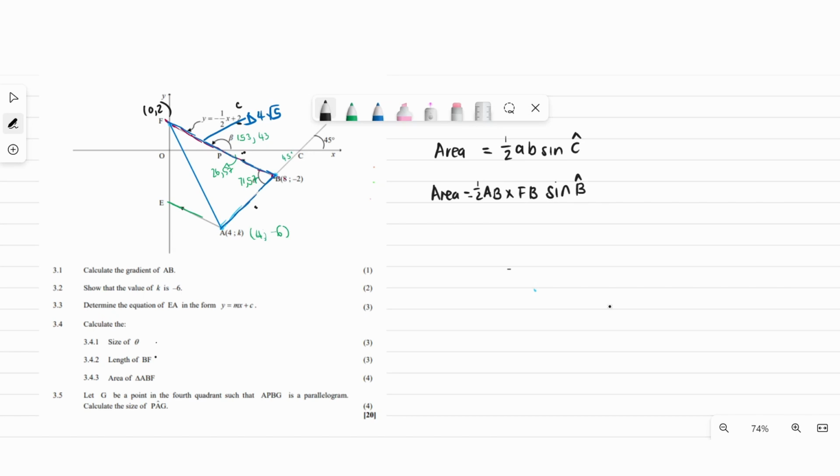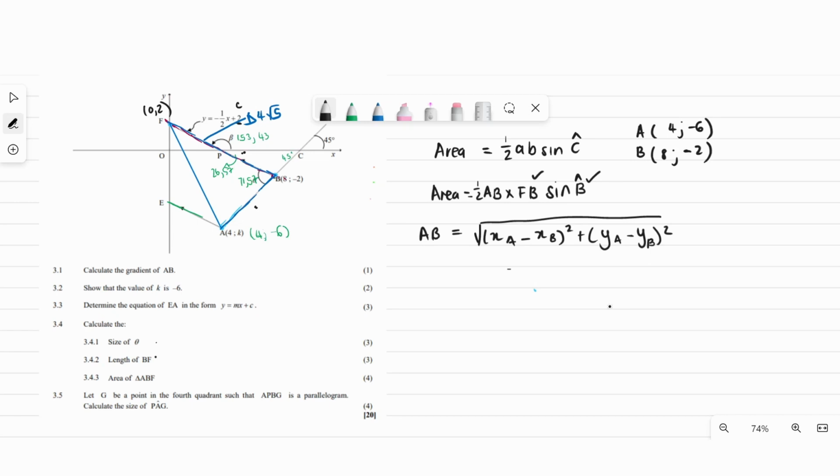So what do we have? We have FB, we have the angle B. What we need is AB. So we need to find the length of AB to complete this whole thing. The length of AB is going to be the square root of, then you substitute the coordinates. We have A being (4, -6) and B being (8, -2). Substitute them inside the formula, then you'll get your value as 4 root 2.